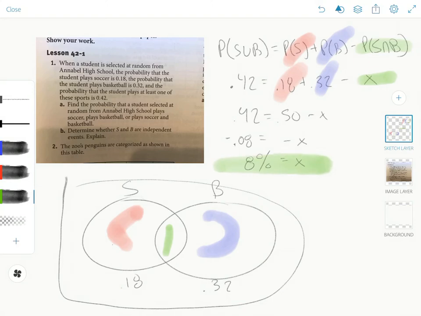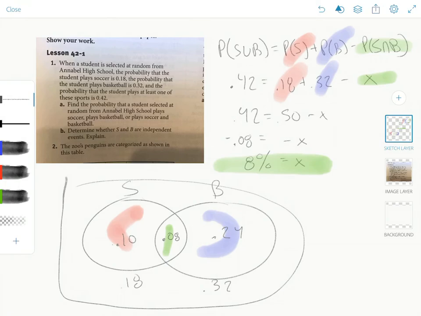So that helps us find each one of these little pieces here. This is 0.08. This is 0.10 because we need this to total to 18. And then this would be 0.24 because we need this to total to 32.